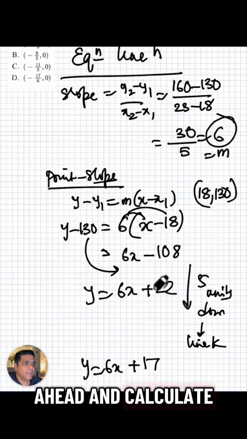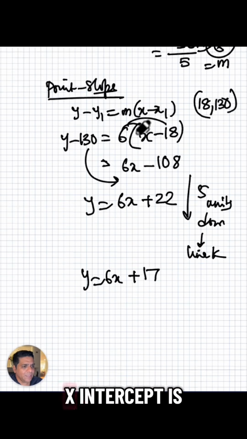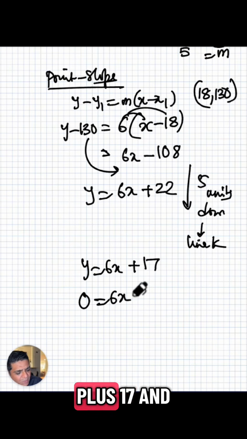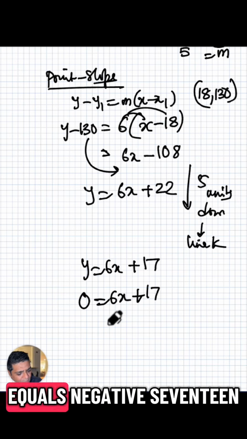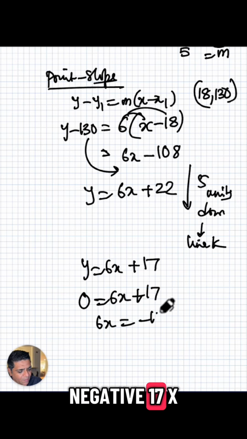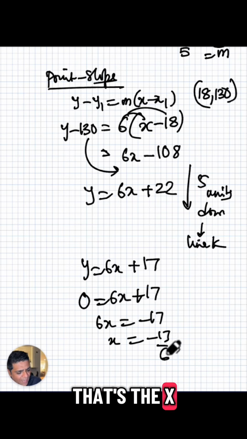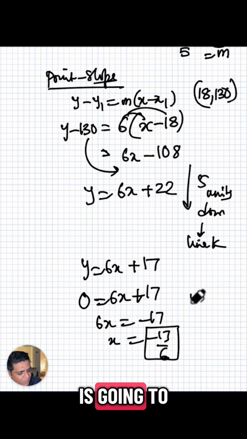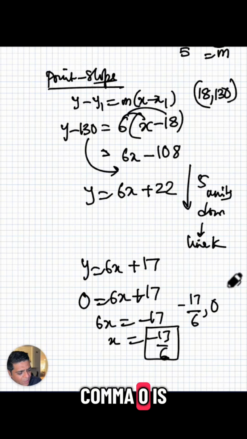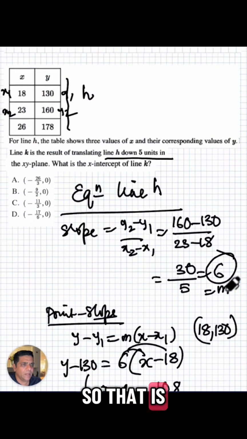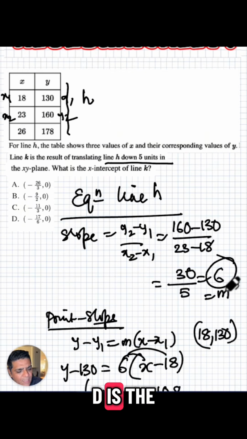So let's calculate the x-intercept. That's what we need to know for line K. The x-intercept is when the y value is 0, so 6x plus 17 equals 0, and basically 6x equals negative 17, so x equals negative 17 over 6. That's the x-coordinate of the intercept. So the answer is negative 17/6, 0, which is the final answer. That is represented by choice D, the correct answer.